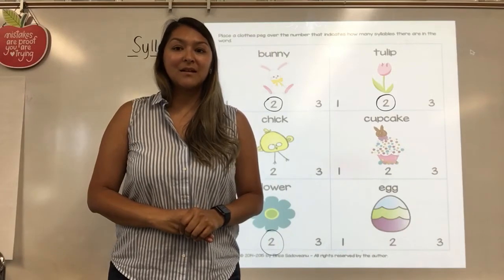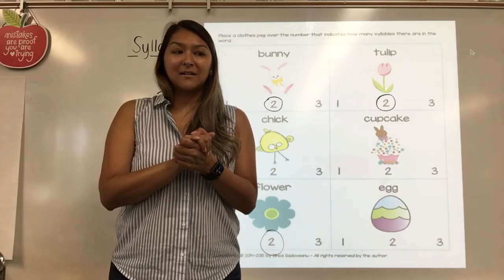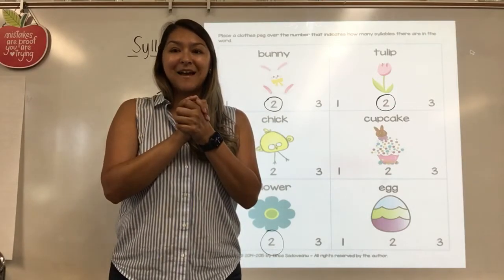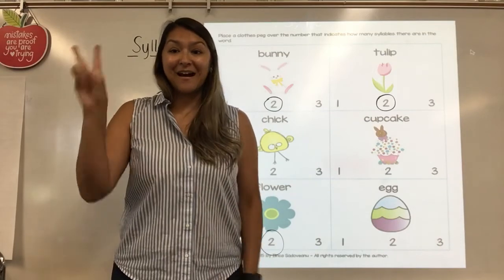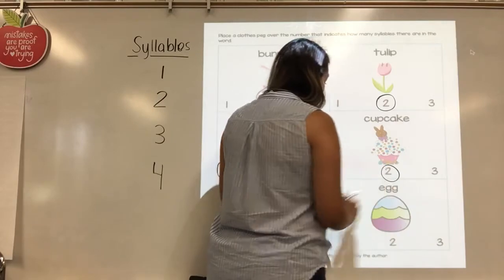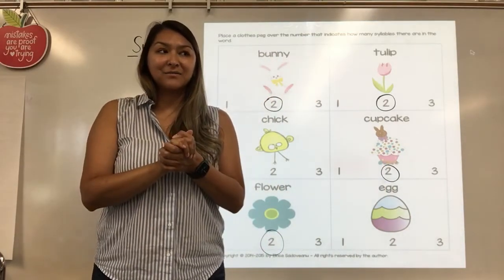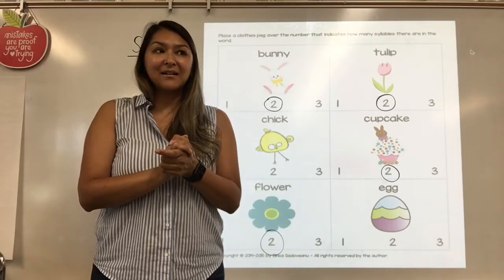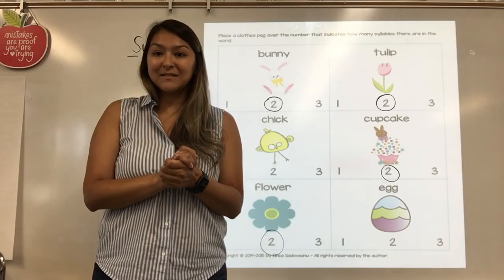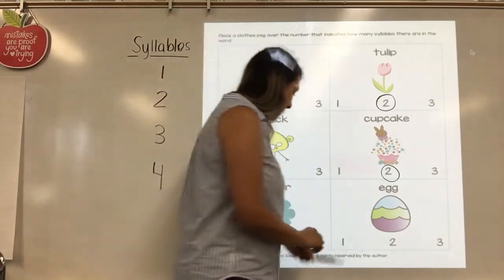How about the next one? Cupcake. Let's say it together and clap with me. Cupcake. How many do you hear? I hear 2 again. Very good. The next one is egg. One more time. Egg. Can we split up the word egg into multiple broken parts? No. I think I just hear 1 syllable in this word.